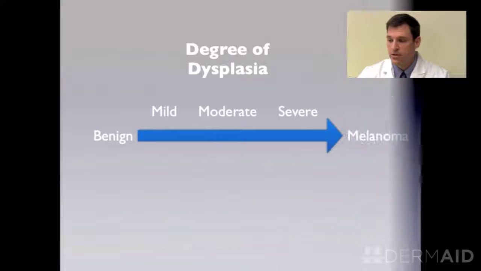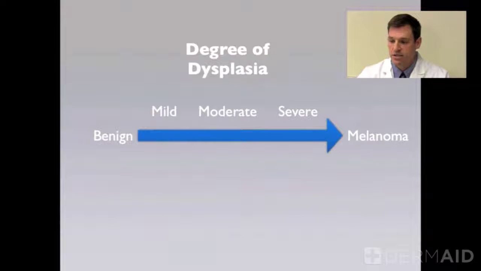So let's take a look at how I like to explain the grading system. On the far left, you see benign. So it's a normal mole, but it's somewhat of a spectrum. So between normal and melanoma, what are these moles? Well, these are dysplastic nevi. The first step along this spectrum is mild dysplasia. Next is moderate, and following that is severe dysplasia. And that's all a histologically determined criteria.